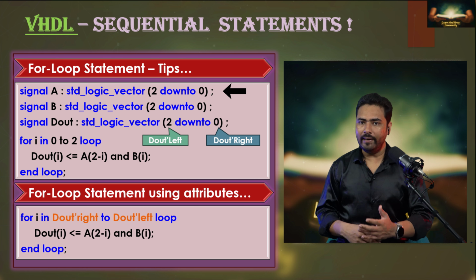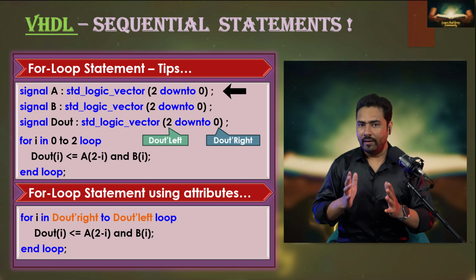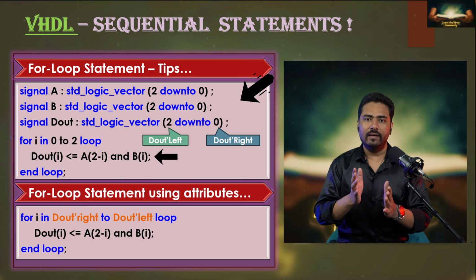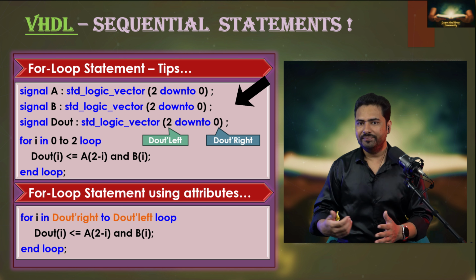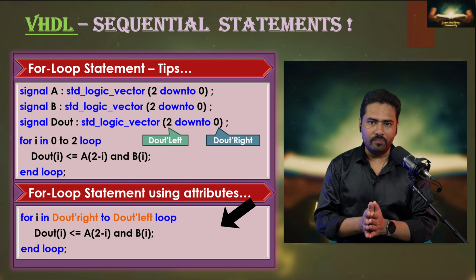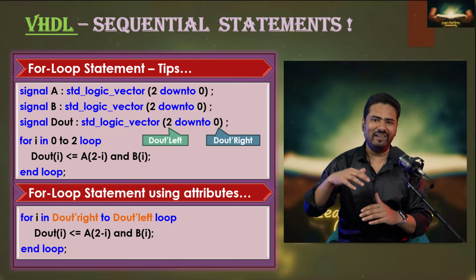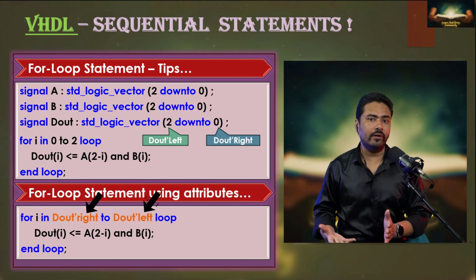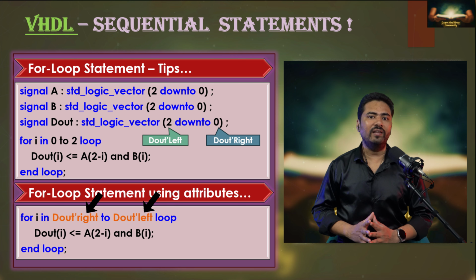So here are some useful tips about for loops. First, you can use array attributes to define the range. Here we have some for loops as in our previous examples with signals A, B and Dout. In the second box at the bottom, I have written the for loop slightly differently. You can see I have used the right and left attributes of Dout to define the range.